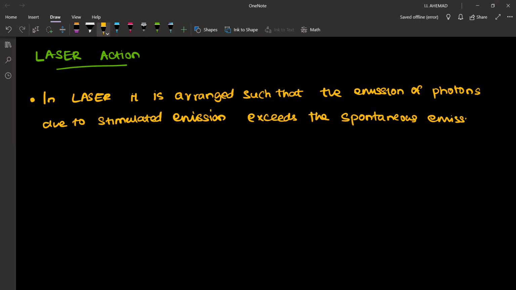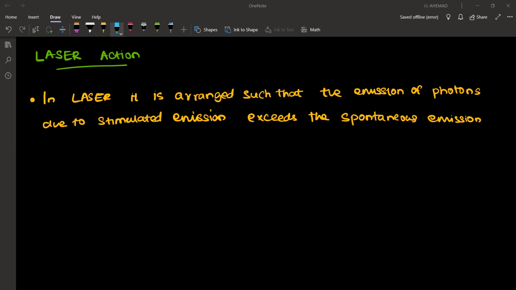So in laser, we are trying to get coherent light. The light all has similar direction and similar frequency and everything. So which light will give us this character, coherent or incoherent? Obviously, it's the coherent. So if you want to have coherent light, then we have to have more stimulated emission than spontaneous emission. So in laser, it is arranged so the stimulated emission exceeds the spontaneous emission.